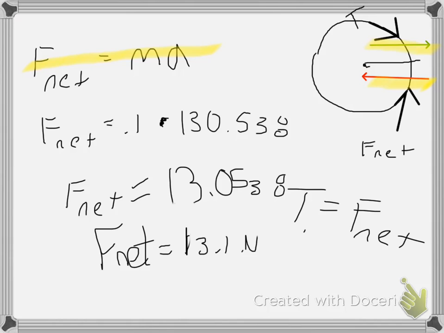So net force equals 0.1 times 130.538, which just equals 13.0538. We're going to round it to net force equals 13.1 newtons, because it's in newtons. And then tension equals net force. So the tension equals 13.1 newtons.